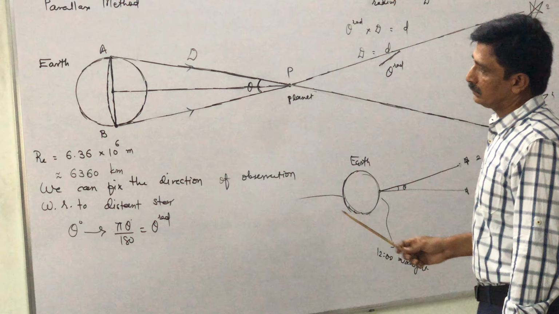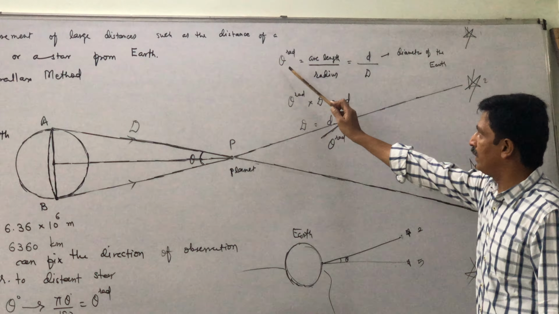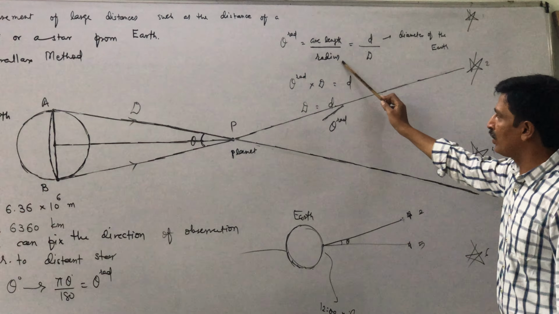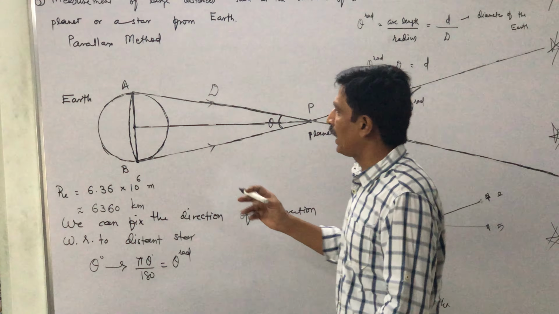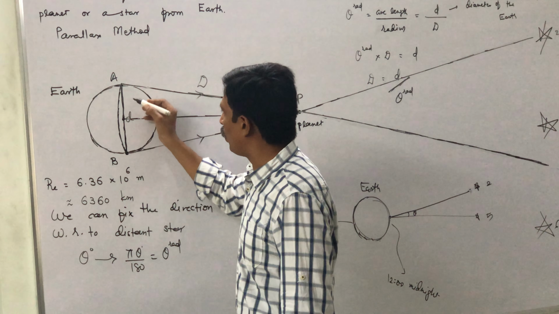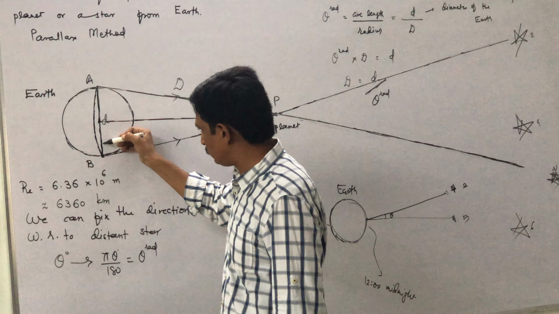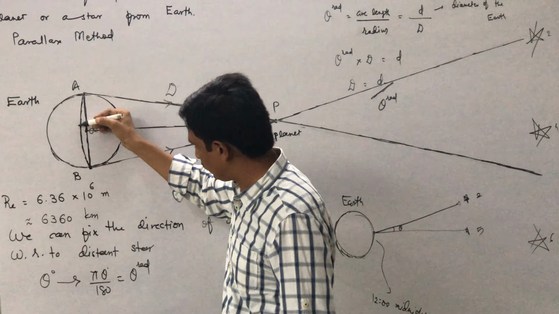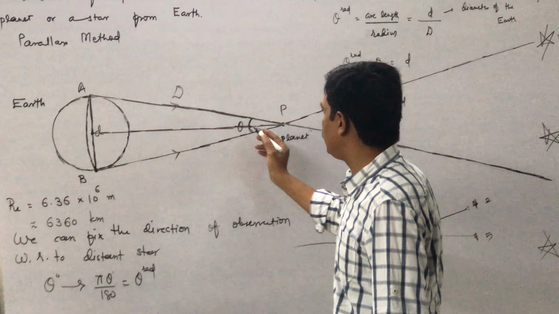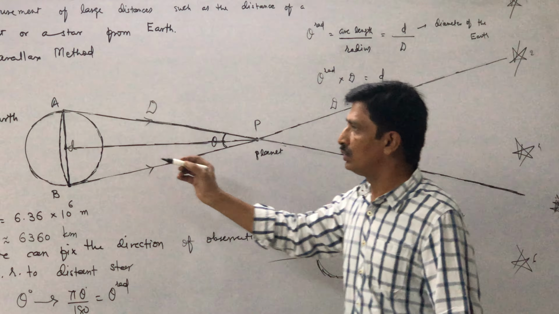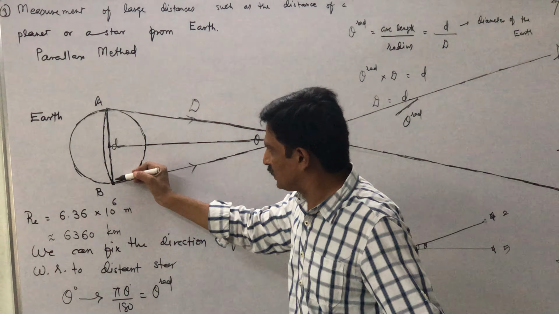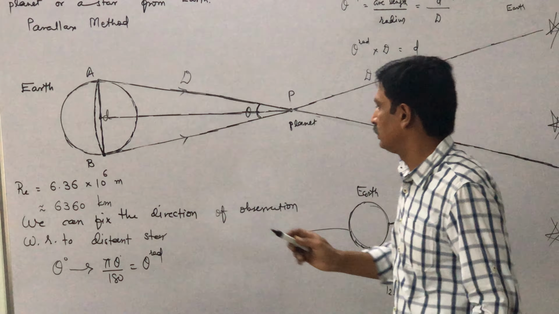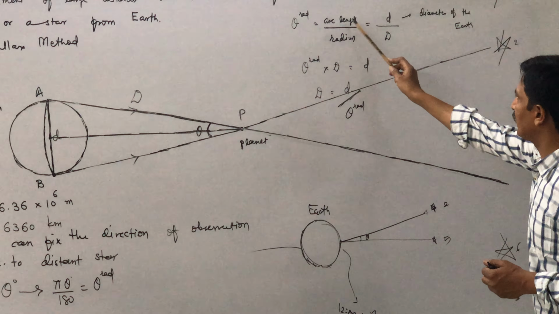Applying the radian measure of an angle, theta in radians is arc length upon radius. Here the arc length is almost the diameter. Actually this is the arc length, but practically theta is very small, so this arc length almost coincides with this diameter. So we can consider this arc length almost equal to the diameter of the Earth. So arc length is d.